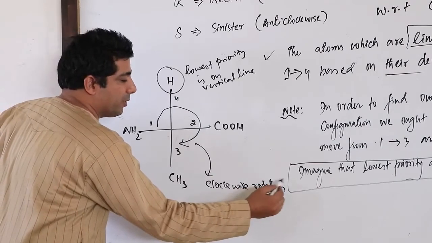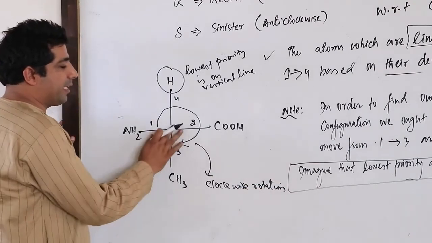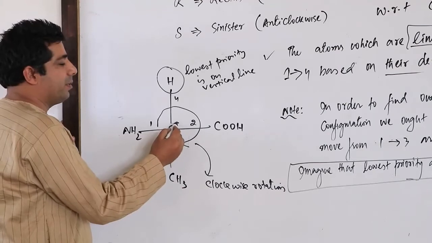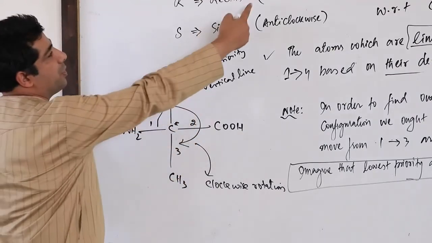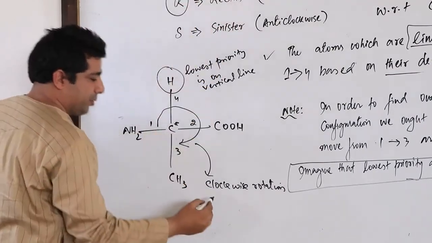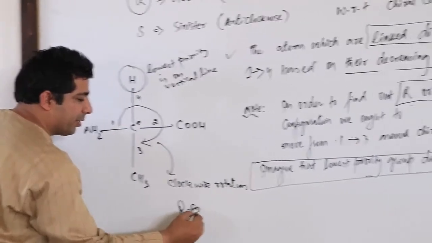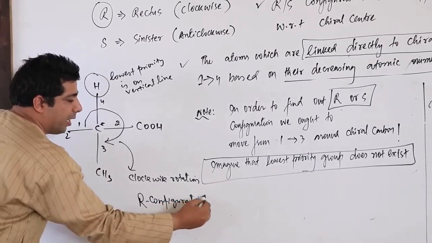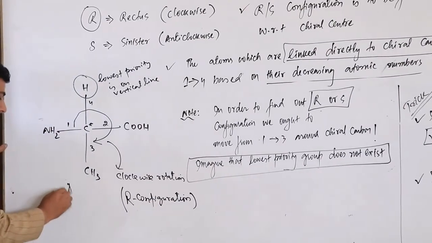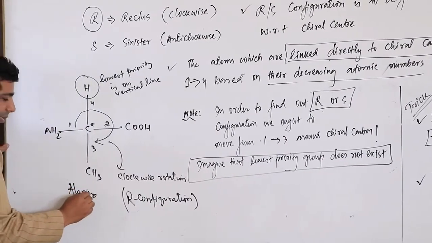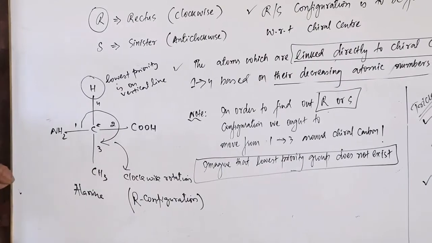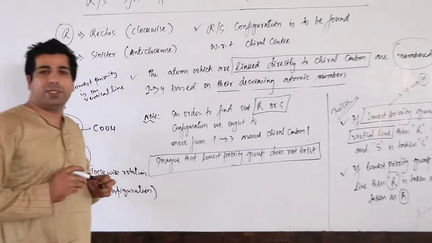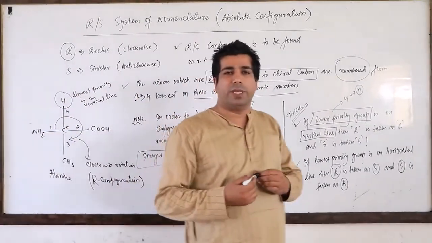And this clockwise rotation is basically known as, this is our chiral carbon, my dear friends, here. So this clockwise rotation is known as rectus. So it will have R configuration. So I will be getting here R configuration. I hope, my dear friends, this alanine amino acid which I got does have a R configuration. I hope everybody has understood among you. Please make note of this.